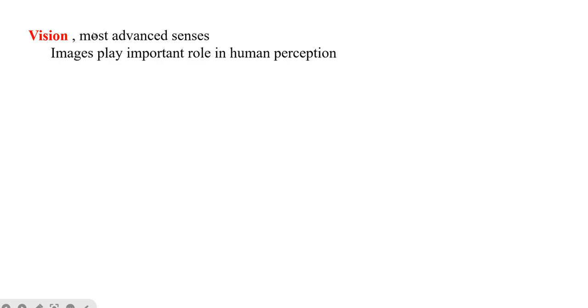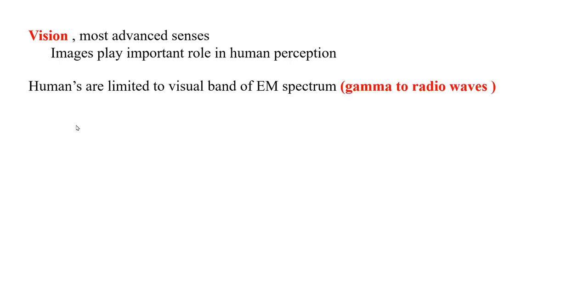Next we have vision. Among all human senses, vision, that is seeing, is the most powerful and advanced. The images help humans to understand, recognize, and interpret the world. For example, when we see objects, we immediately understand their shape, color, size, and distance. But human vision is limited.